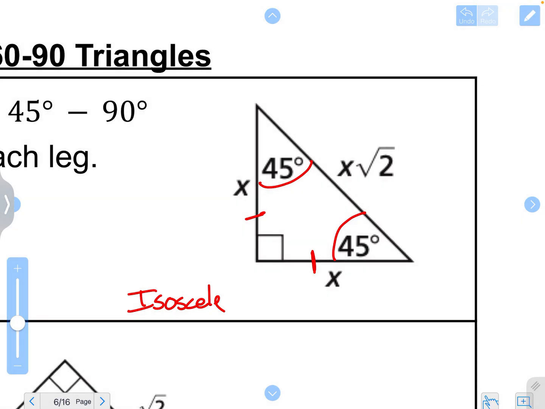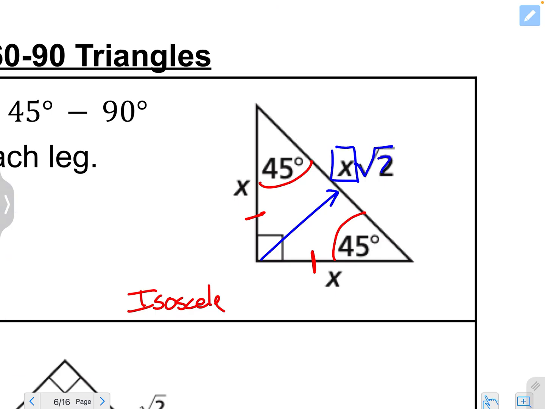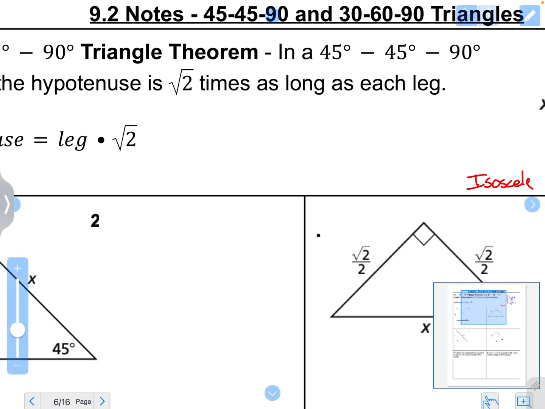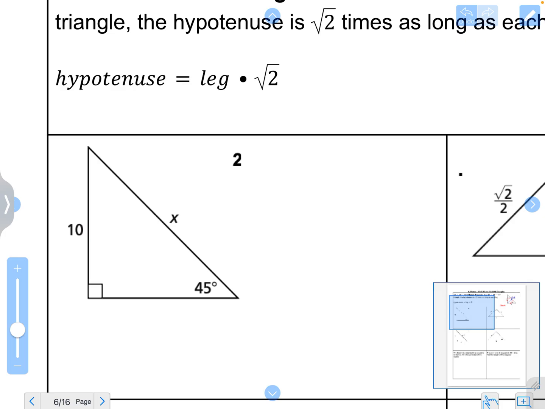The next thing that we know is that our hypotenuse, which is the longest leg, the leg across from the right angle, is going to be whatever our legs are times the square root of 2. Because all of our right triangles are similar, they're all going to have the same ratio. So we just happen to know that in these 45, 45 triangles, whatever the leg is, the hypotenuse is times the square root of 2. So let's look at some example problems.